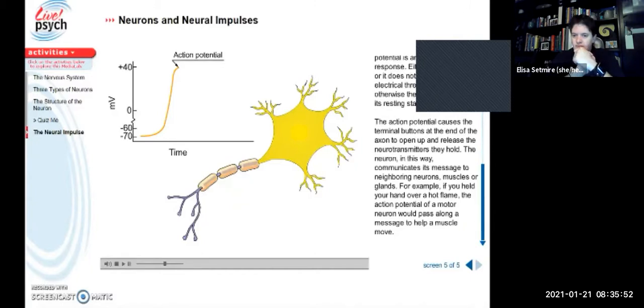The action potential causes the terminal buttons at the end of the axon to open up and release the neurotransmitters they hold. The neuron, in this way, communicates its message to neighboring neurons, muscles, or glands. For example, if you held your hand over a hot flame, the action potential of a motor neuron would pass along a message to help a muscle move.